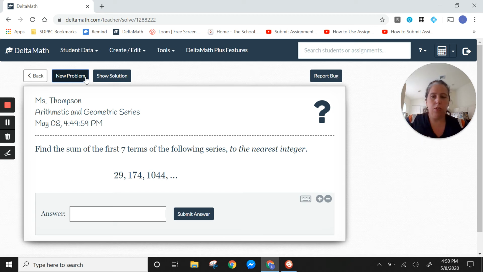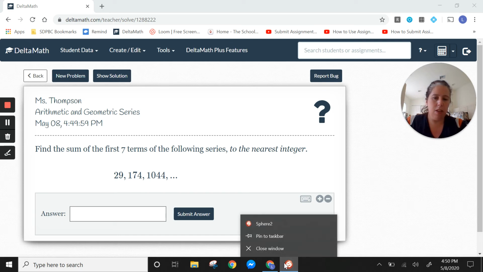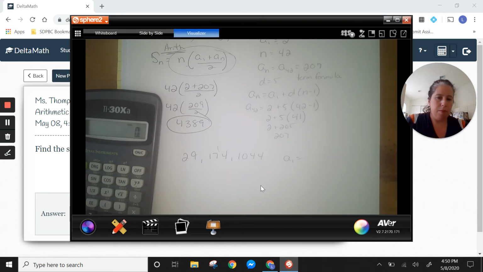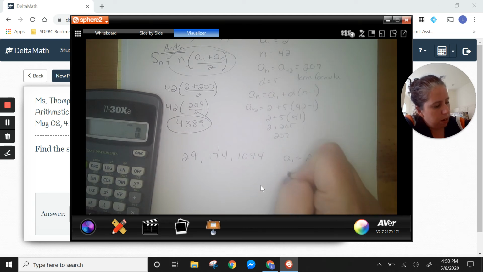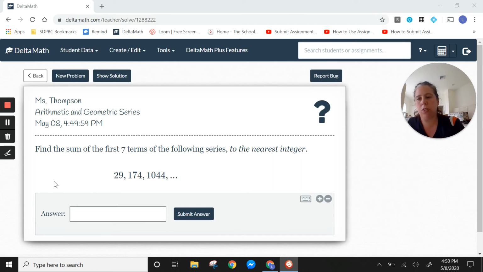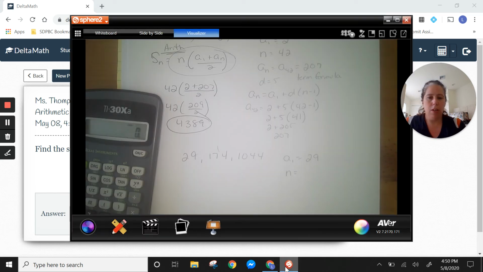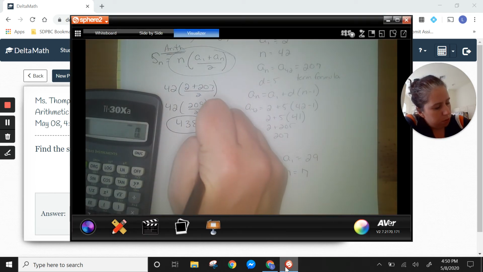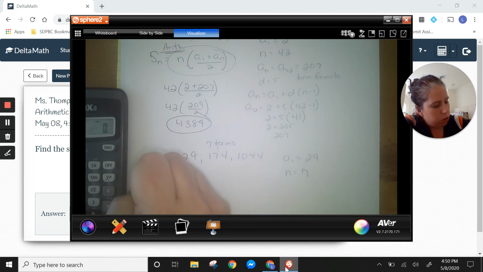Okay, so I got 29, 174, and 1044. See how it says the first 7 terms? To me, that's the giveaway. This is geometric, right? But try it out. You know that's too big, right? That's not going to be arithmetic. So you need A1, which is 29. You need N, which is the first 7 terms. So we're using the geometric one.